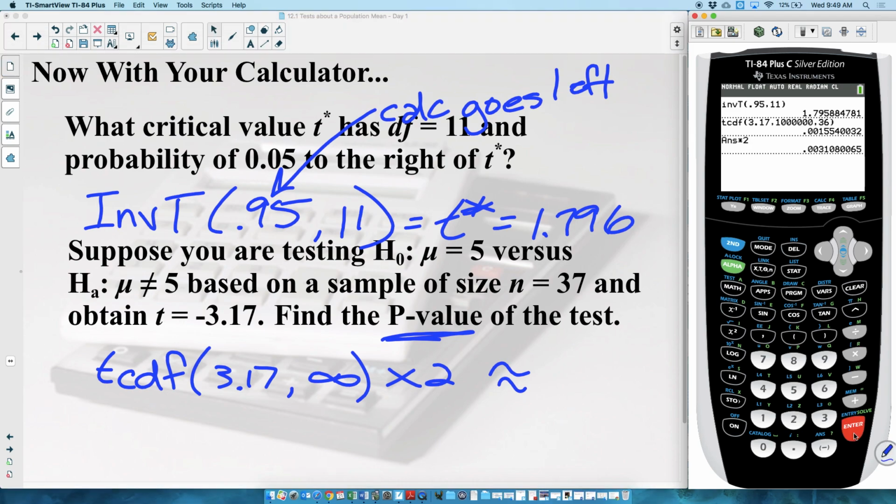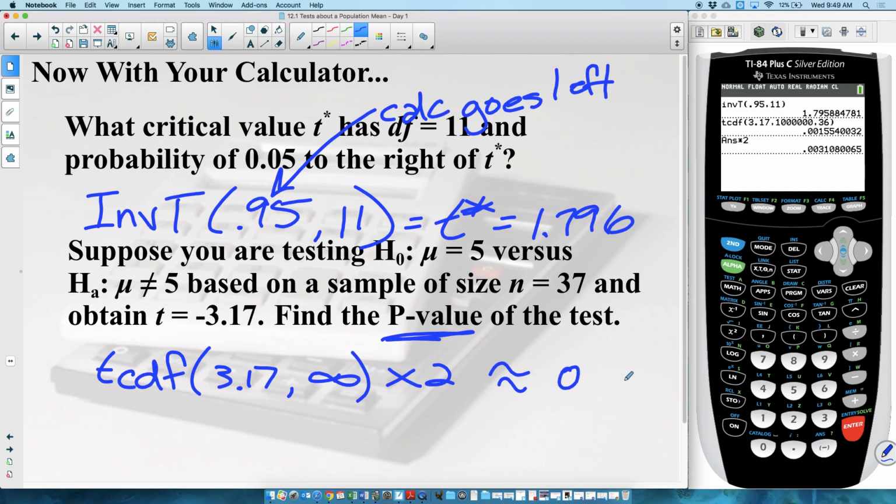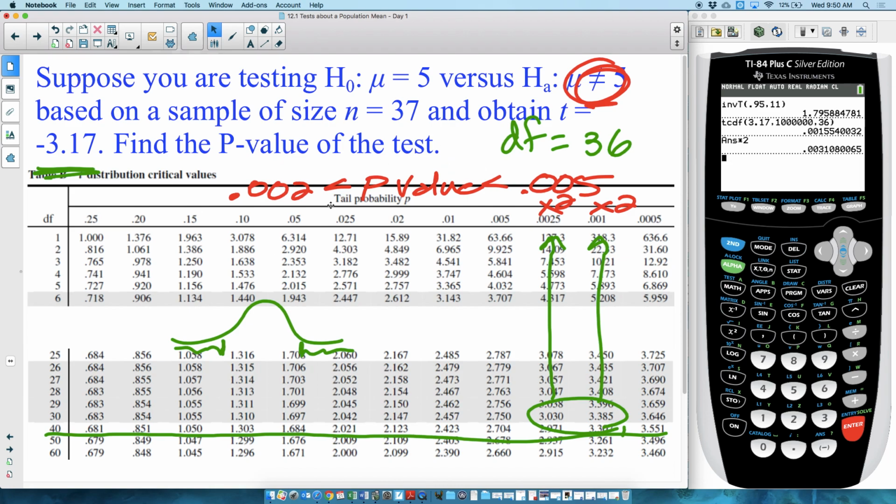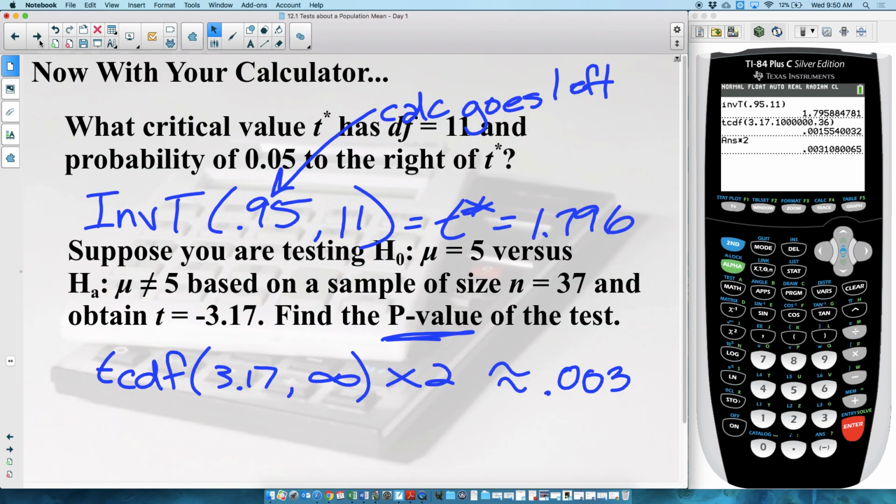So 0.003. And so we had said, if I go back to the slide right before, that our p-value would have to be between 0.002 and 0.005. It is. It's 0.003. It is between those values. But now I can have a more precise answer with my calculator than I can with the table.